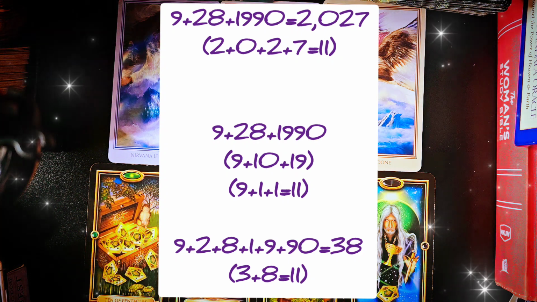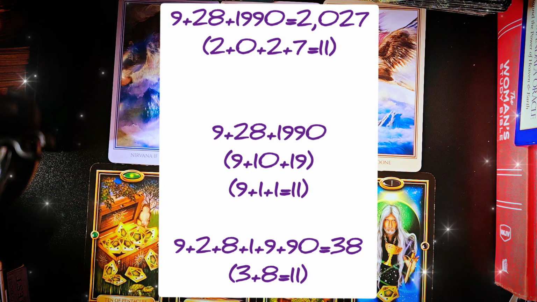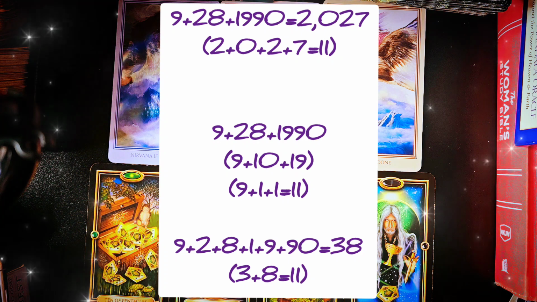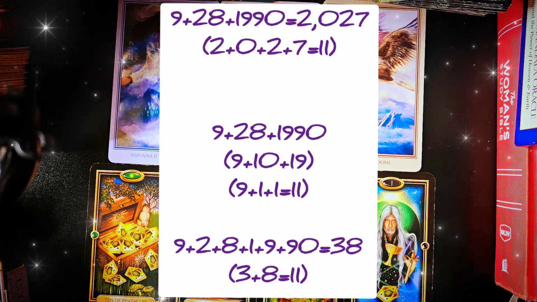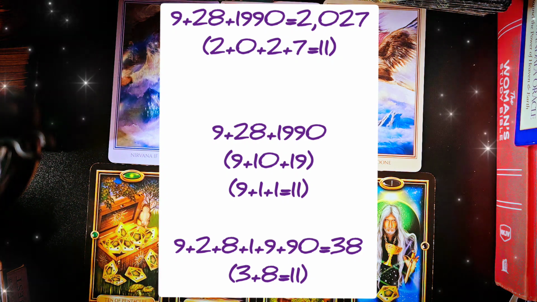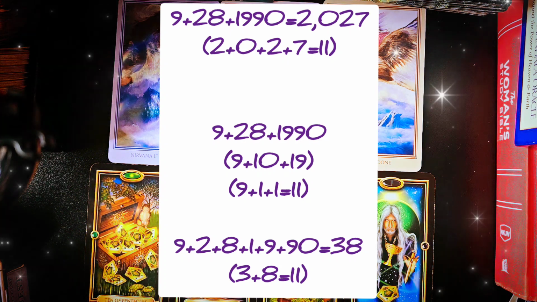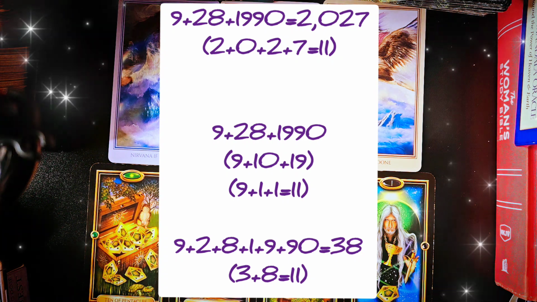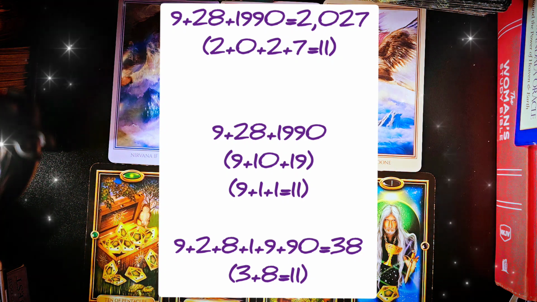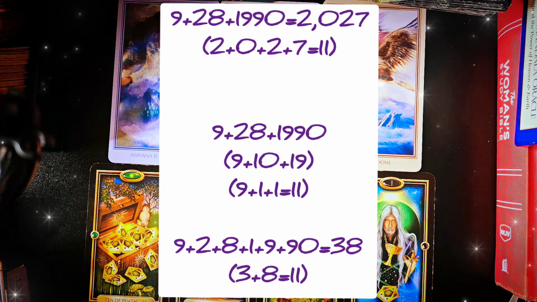Okay. I've added this several different ways. So I've added each individual number by itself. So 9 plus 2 plus 8 plus 1 plus 9 plus 9 plus 0. I got 11. I've added 9 plus 28 plus 1990. I've got 11. So basically once I add up all the numbers in my birthday, I get 38. But then I have to break down the 38. So once you add up all the numbers, if you get more than one digit, so let's say you add up all the numbers in your birthday and you get a 2-digit number like me, I got 38. I need to break 38 down even further.